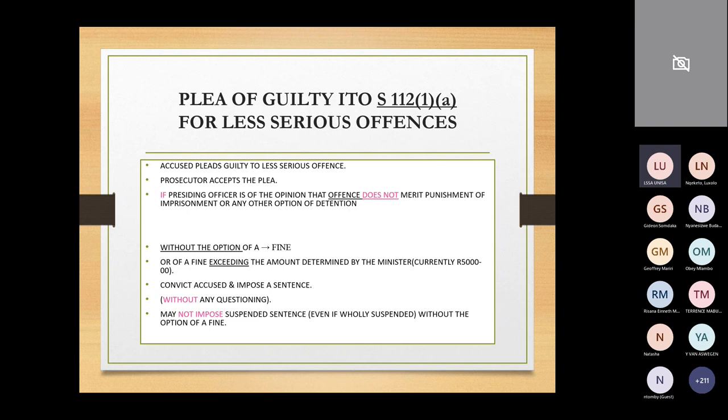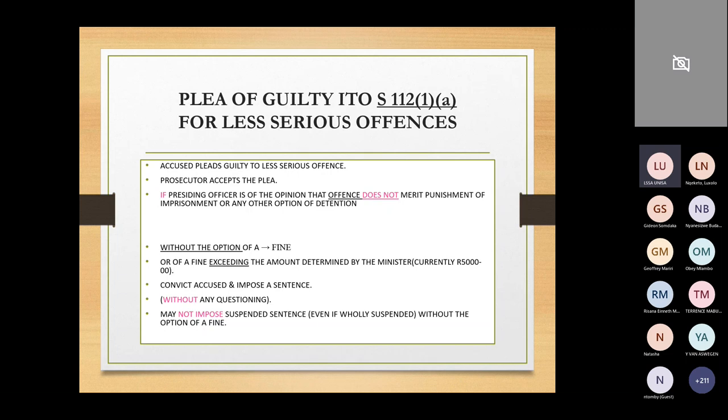Should it then be that, at the time when the court is looking at your client's list of previous convictions, the court is of the view that this matter amounts to a sentence which needs to be given in the regional court, then the court will stop the proceedings in terms of section 104 and transfer your matter to the regional court, whereby your client will be faced with a sentence that is appropriate.